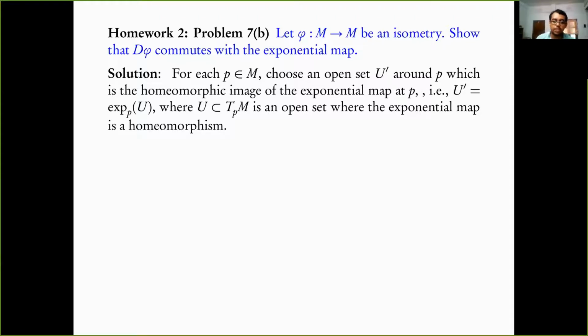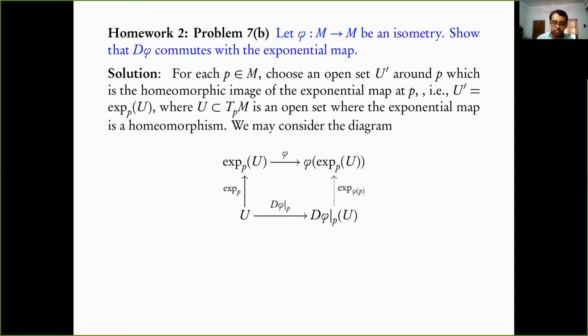Okay? So now we consider this diagram again. You draw the obvious diagram. The first horizontal arrow is phi. The lower horizontal arrow is d phi. The two vertical arrows are the exponential maps. Now you should look at it carefully. The rightmost vertical arrow is dotted, correct? Which means that map might not be well defined by this choice of U.